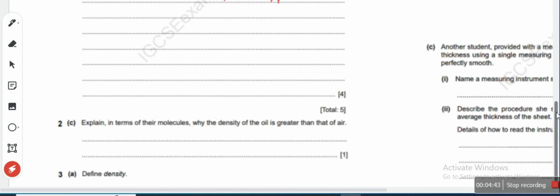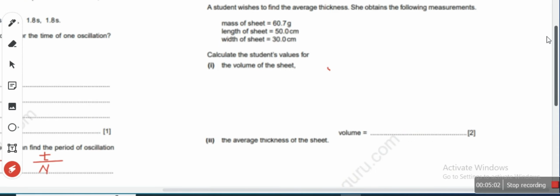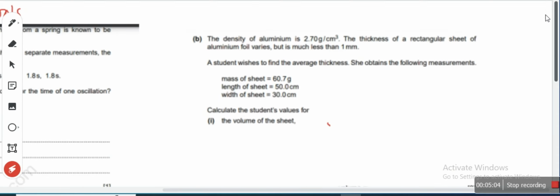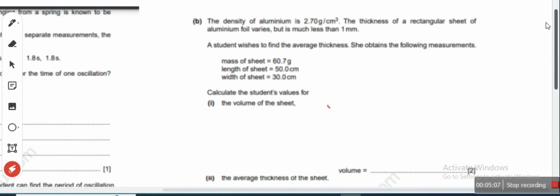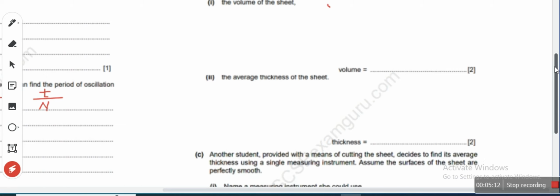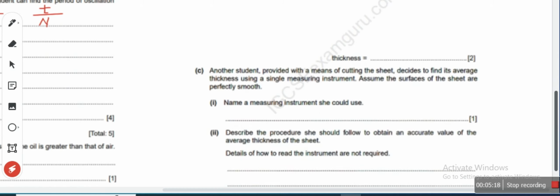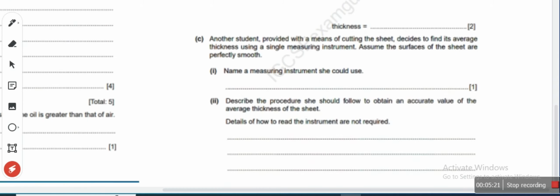So another question says, explain in terms of molecules why the density of oil is greater than that of air. And then this one says, define density. So these are practice questions. Then this one, you can read it out. You pause and read it, and then solve. This is the continuation of it. So practice questions on the topic.